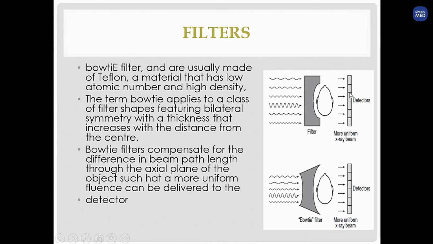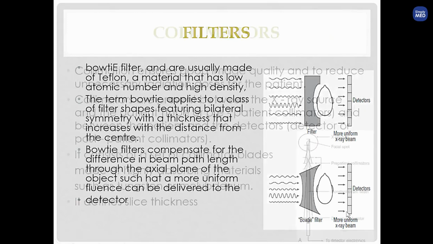So in the image, the center will be lighter and the periphery will be sharper. When we use this kind of bow tie filter, the center part will be a little compressed, whereas the side part will have more filtration. So a uniform X-ray beam will be coming. So that's about the bow tie filter.